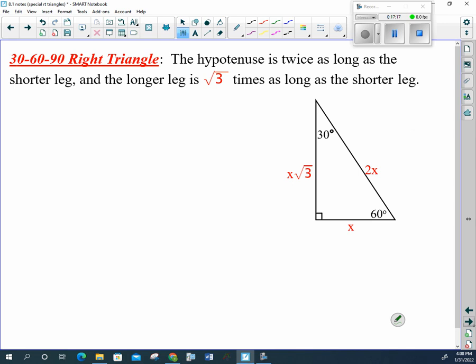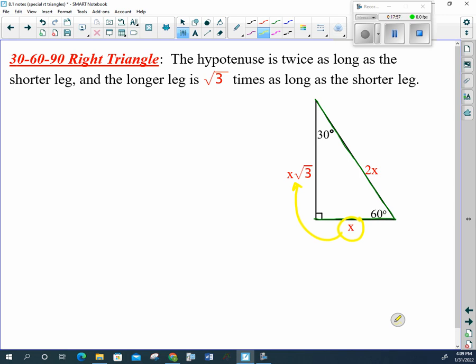So here's the pattern. The hypotenuse and the shortest side are always a half each other. So if you call the hypotenuse 2x, then the short side is x. Or if I know the short side's x, then the hypotenuse has to be twice that. And then if you take the shorter leg and you multiply it by the square root of 3, you will get the other leg. So basically you've got a square root of 3 ratio and a 2 ratio.